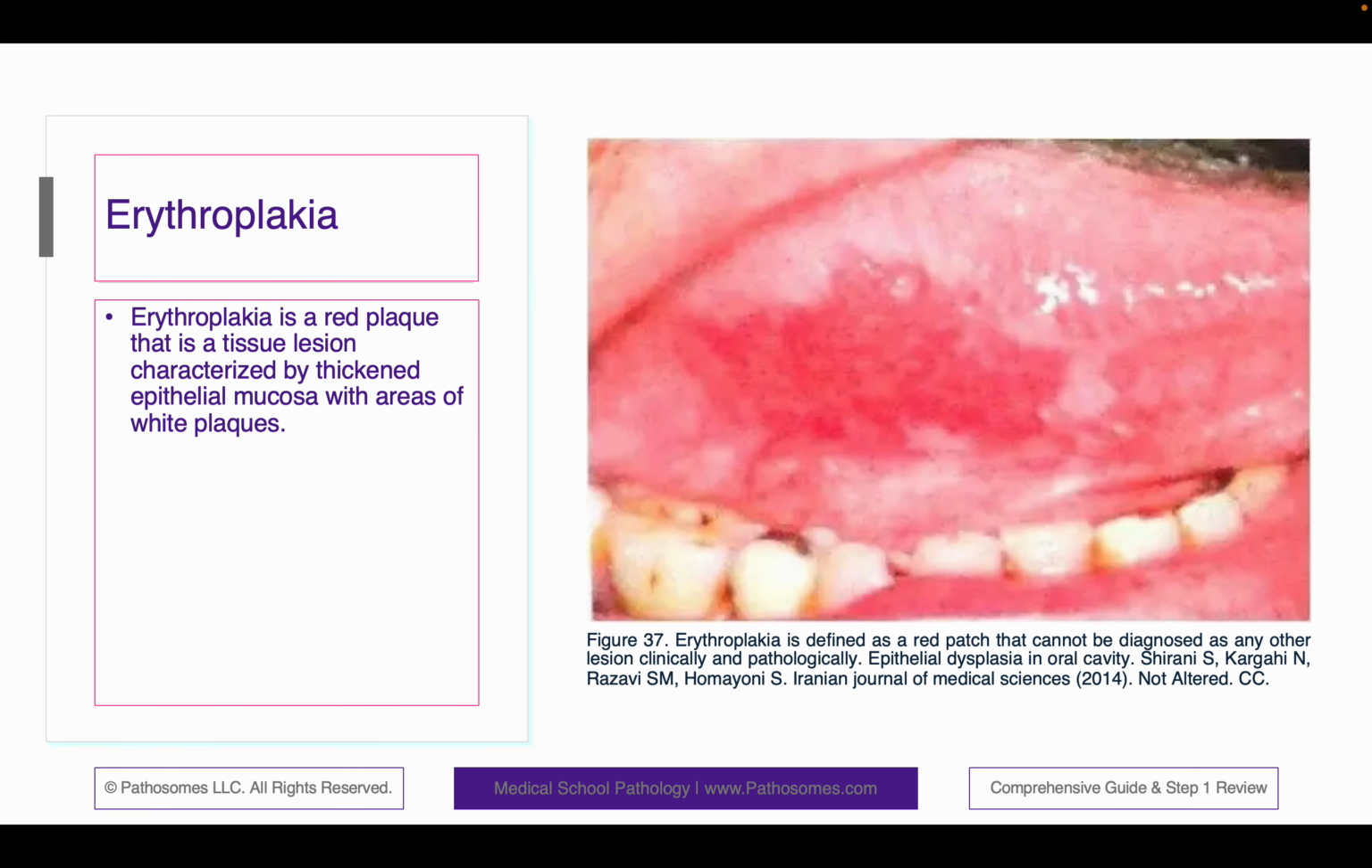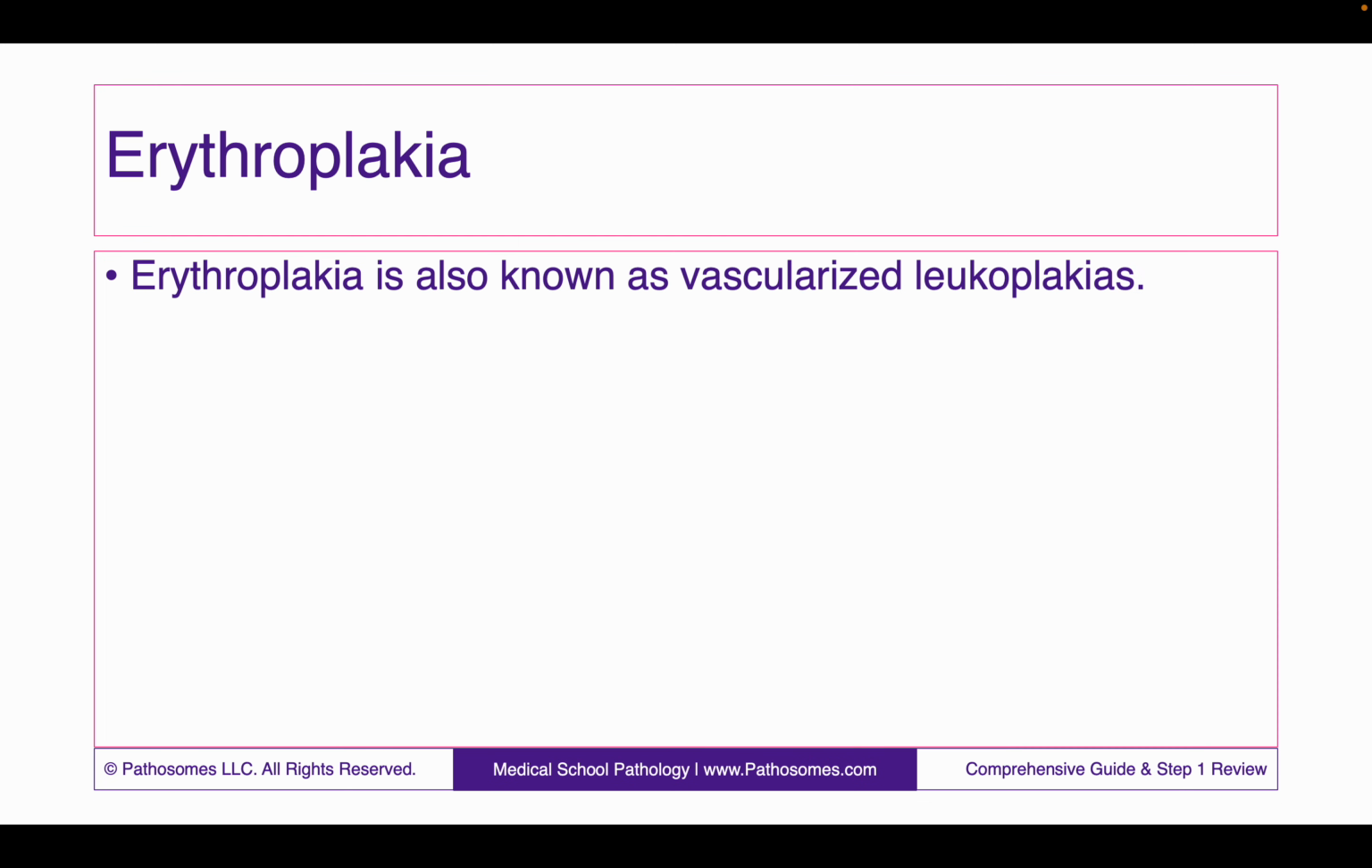On the other hand, erythroplakia is a red plaque that is a tissue lesion characterized by thickened epithelial mucosa with areas of white plaques. Erythroplakia is also known as vascularized leukoplakias. These are the red plaques that are associated with oral cancer.